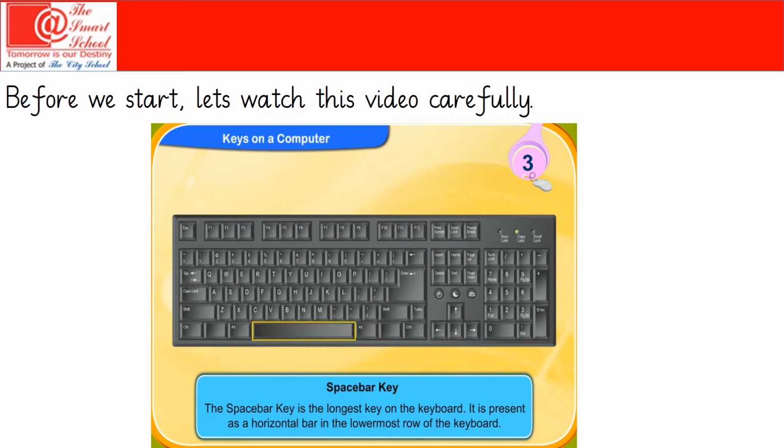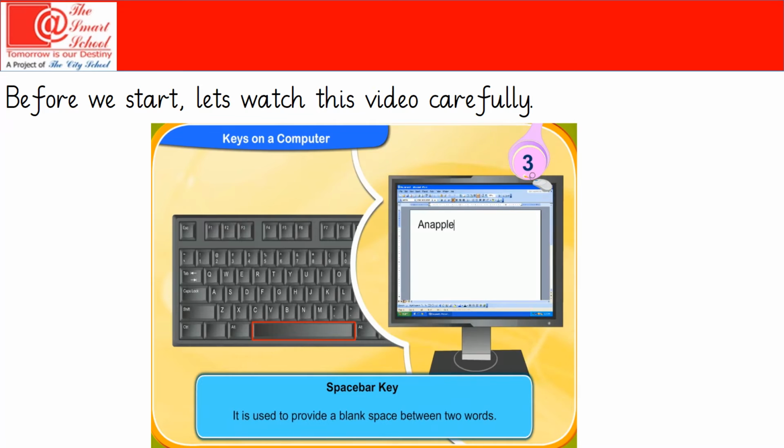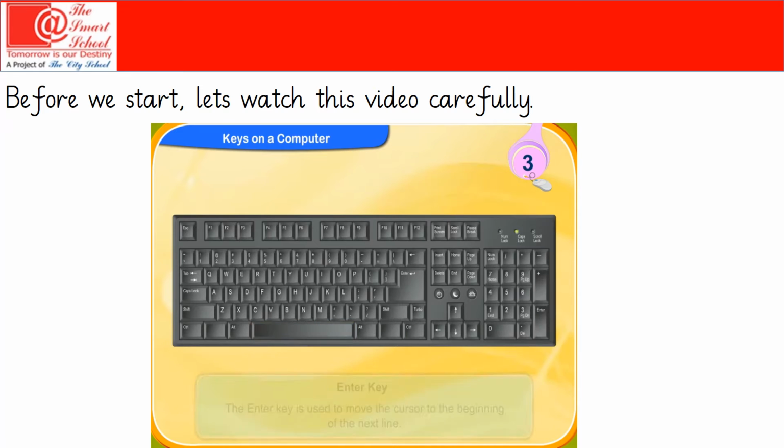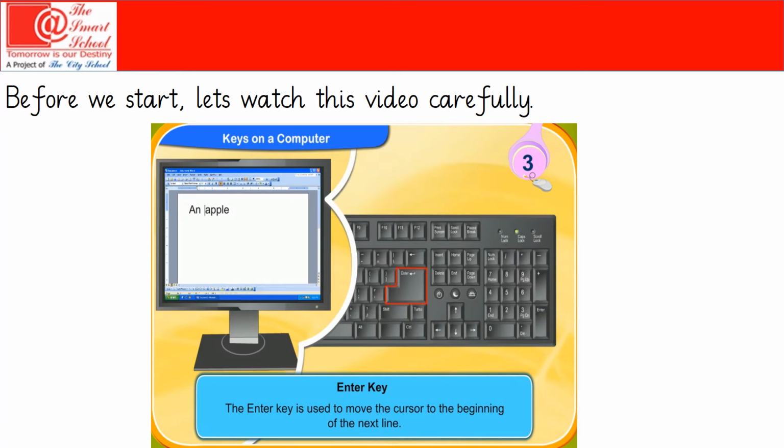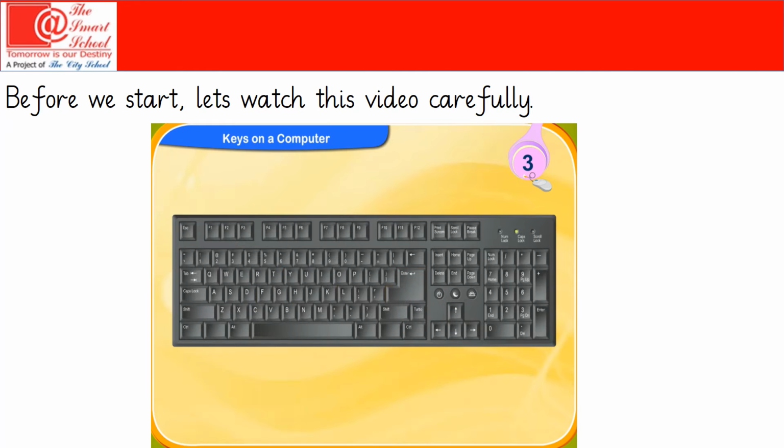The spacebar key is the longest key on the keyboard. It is present as a horizontal bar in the lowermost row of the keyboard. It is used to provide a blank space between two words. The Enter key is used to move the cursor to the beginning of the next line. The Enter key is also used as a command key to make the computer carry out an action when it is pressed.